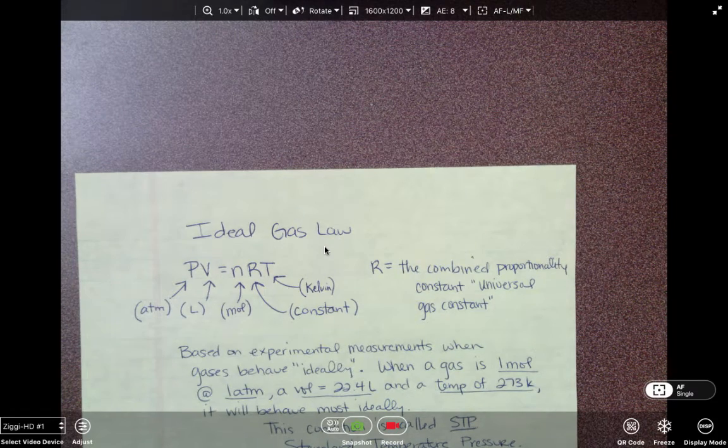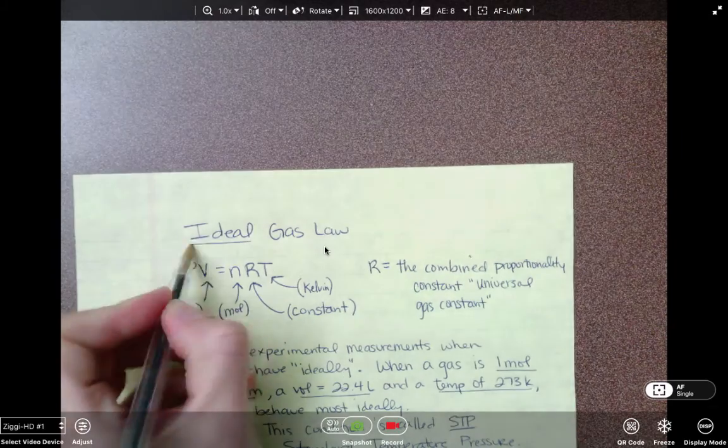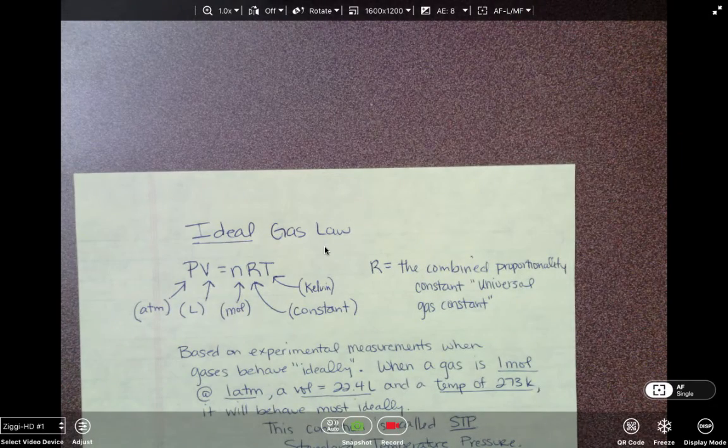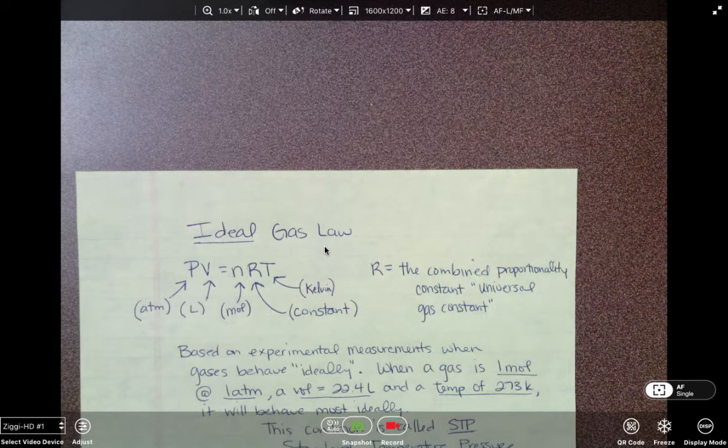This video is going to be talking about what's called the ideal gas law. The word ideal refers to perfect conditions. So there are the five postulates of the kinetic molecular theory, and if a gas behaves properly, they should abide by all of those postulates. Well, if they do that, then we would call it an ideal gas.